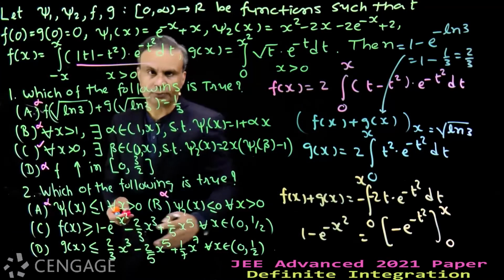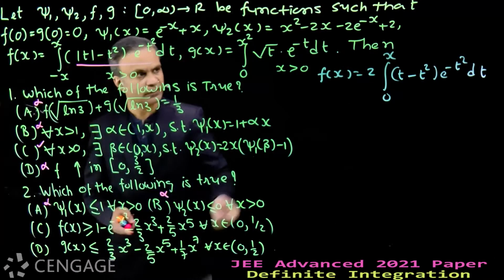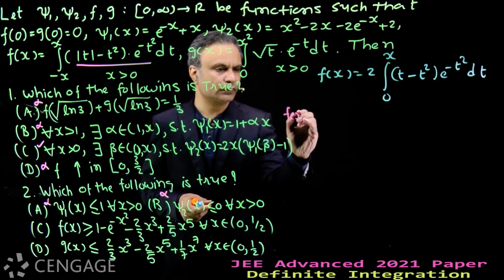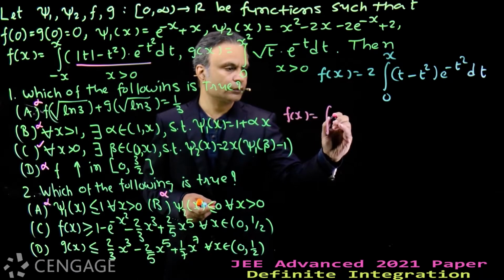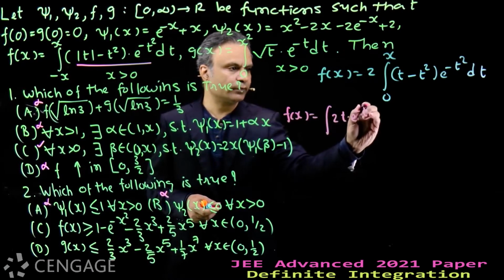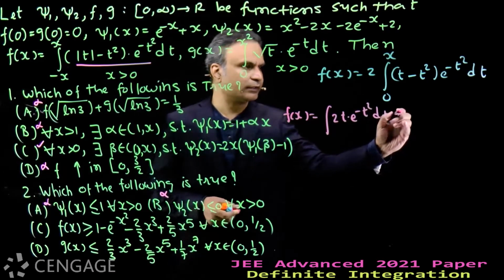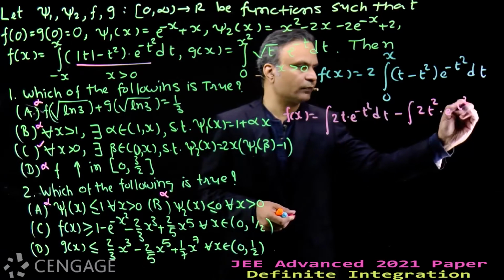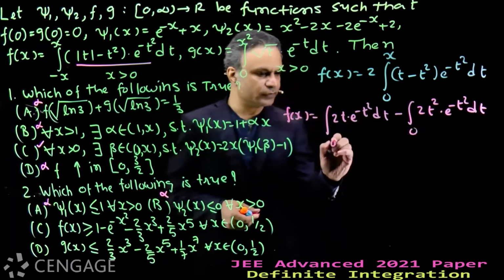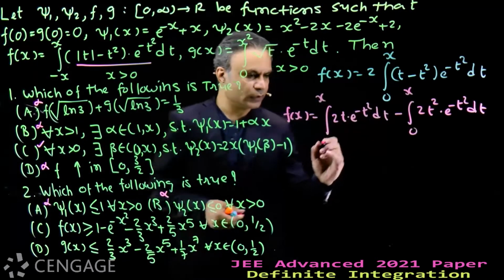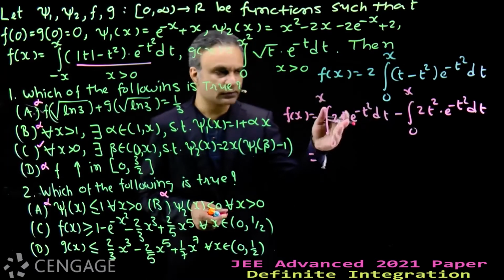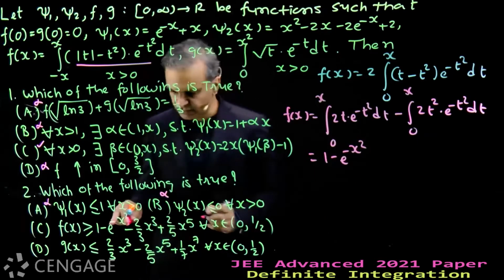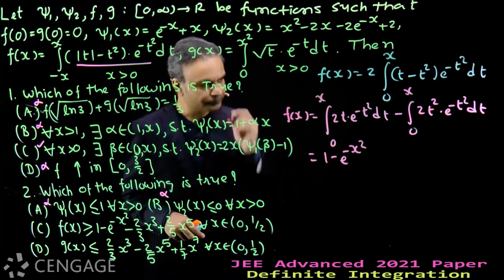Now let's check these two options. Now for this option we consider function f(x). We have f(x) is equal to integration of 2t into e power minus t square minus integration of 2t square into e power minus t square. Lower limit is 0 and upper limit is x. We just got the value of the first part. This is 1 minus e power minus x square. We are getting this expression here.